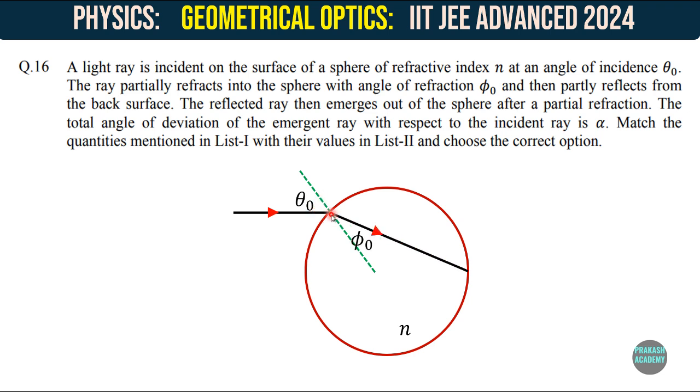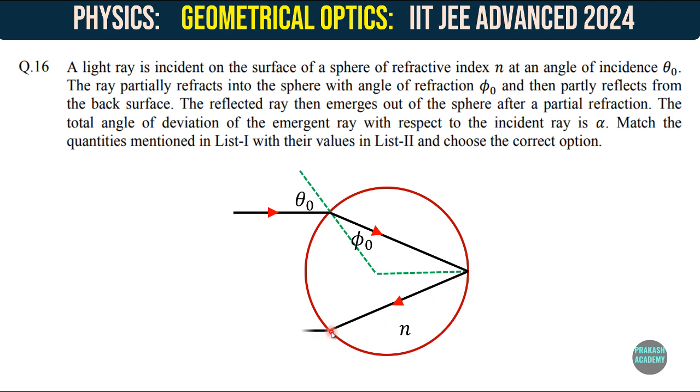Now at this surface, this light ray undergoes refraction, and the angle of refraction is given, this angle is phi naught. Now on this surface, that is on the back surface, this light ray undergoes reflection. This is the normal to this surface, that is, this line is passing through the center, so this is the normal on this surface.